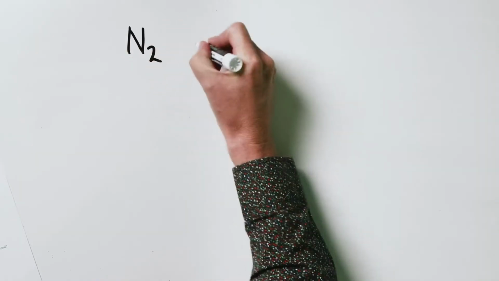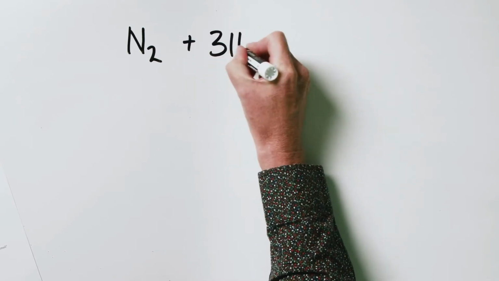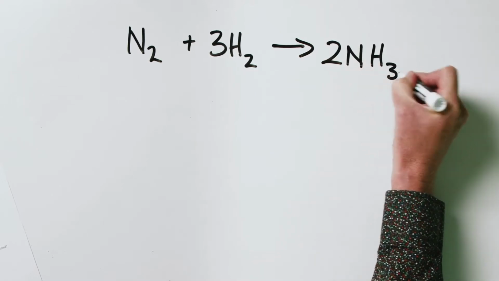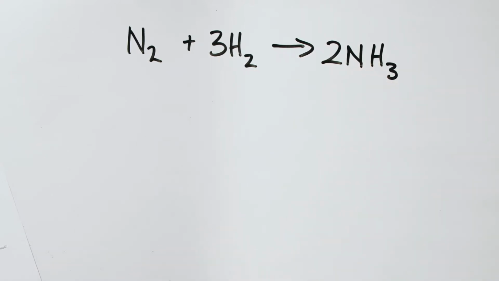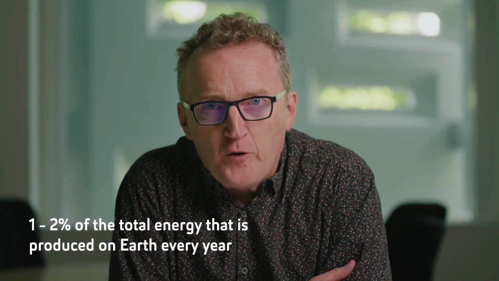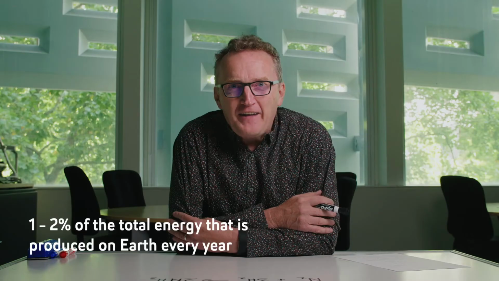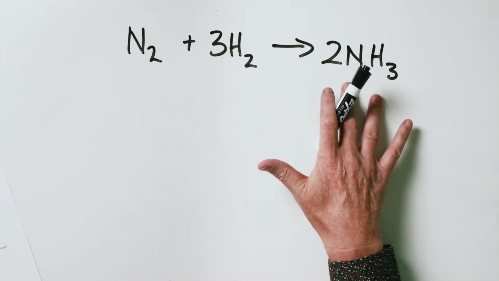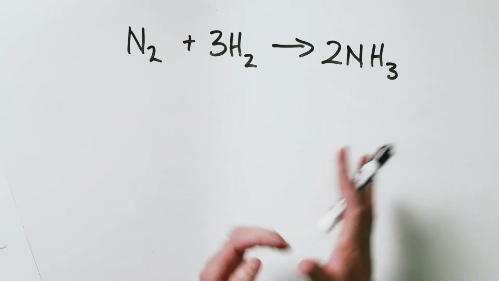And the one that we are going to be looking at here is this one here. This is the production of ammonia from nitrogen and hydrogen. Hopefully it interests you to know that this particular chemical reaction actually takes up 1 to 2% of the total energy that is produced on planet Earth every year. And if that doesn't make you go, wow, then nothing will. An extremely important equation, this one, for the production of ammonia, and ammonia is used in fertilizer, which is why this is so important.